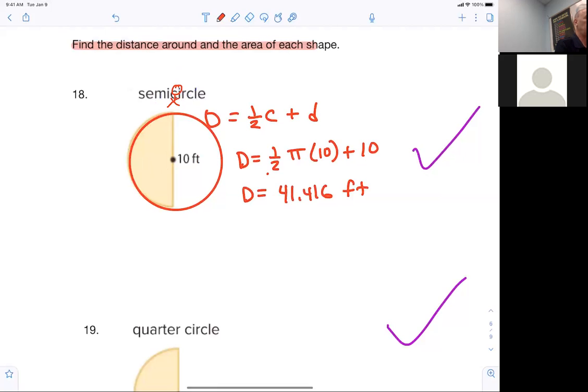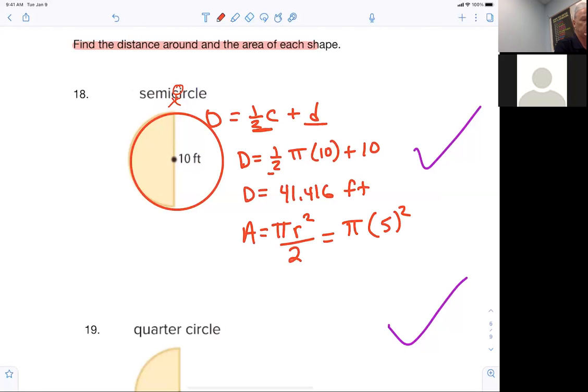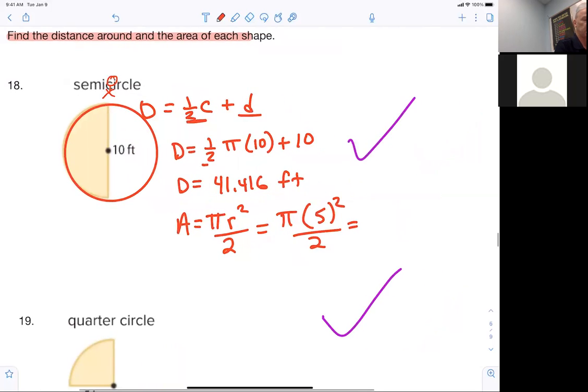Well, this is just half the circumference, right? Didn't you walk half the circumference? And the diameter. That's what you walked. All right, now, Allie, tell me how to find the area. Yes. All right, perfect. So pi times 5 squared divided by 2, which is what? And then we would say square feet. Okay, tell me, Miss Appleton, for 18, the distance around?